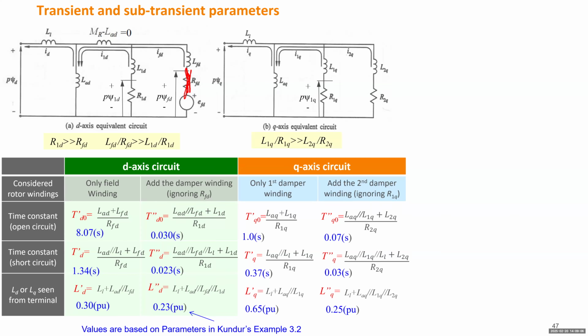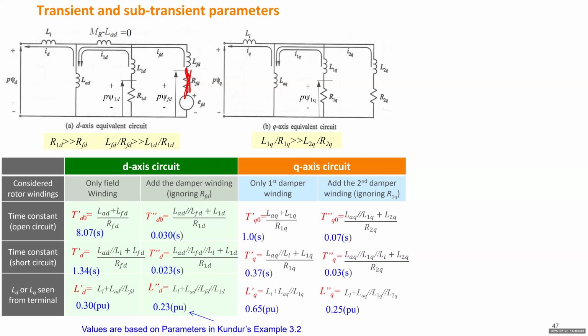So we know anything like L by R means some time constant, but we don't know what that time constant is. If you calculate the value, the first one is about 8 seconds. So we just call it T single prime. This is the transient time constant in DSs for open circuit condition. So that's why we call it TD0 prime, single prime.